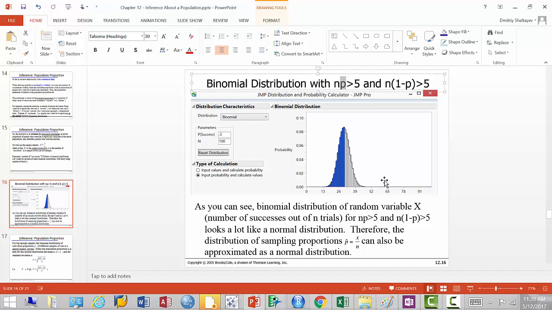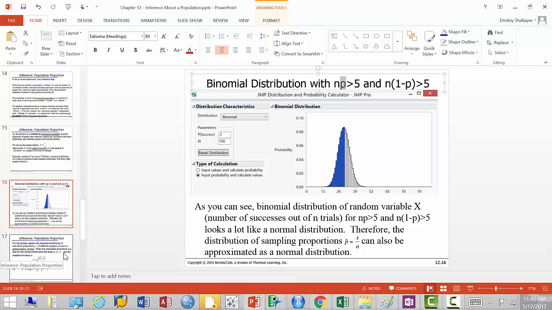Yes, the rule of 5. So if n times p is greater than 5 and n times (1 minus p) is greater than 5, then in this case we can use a normal approximation. Okay? So it's not an exact science again. It's just an approximation. So the binomial distribution looks a lot like normal, and therefore we can use a normal distribution.